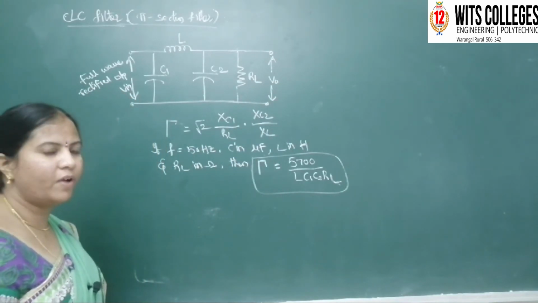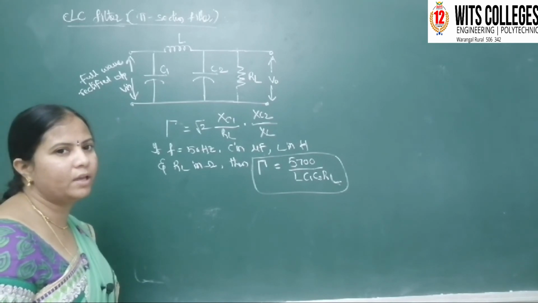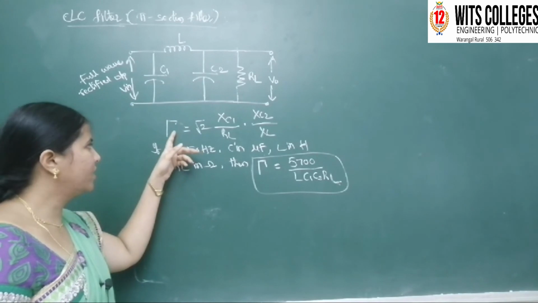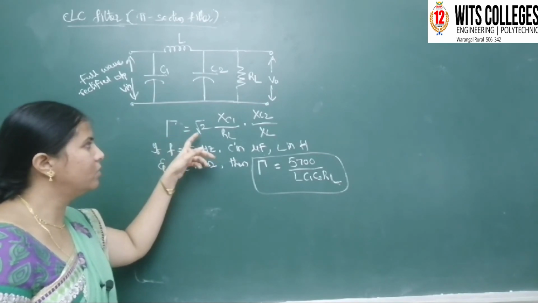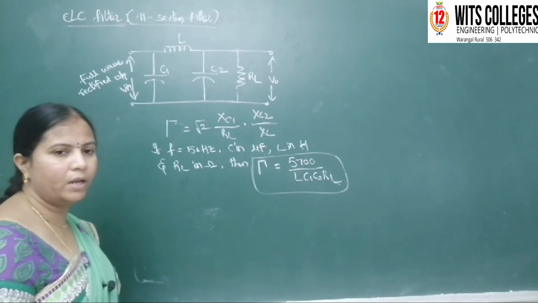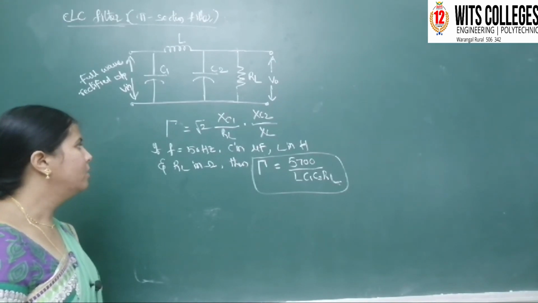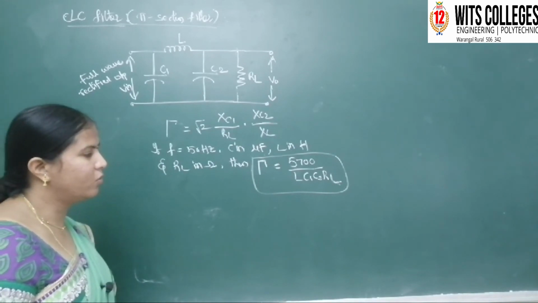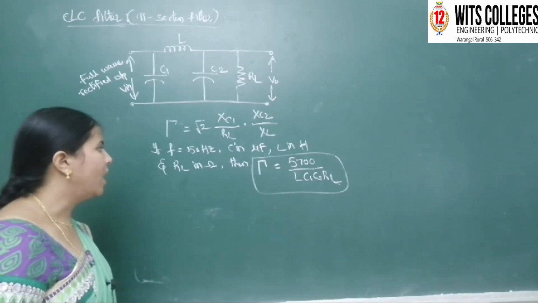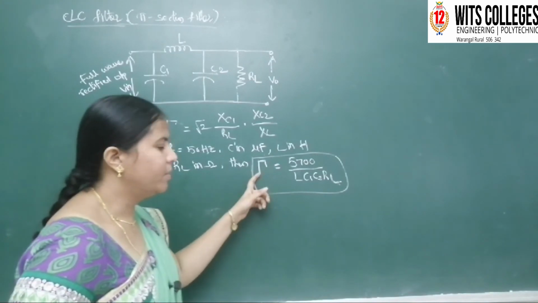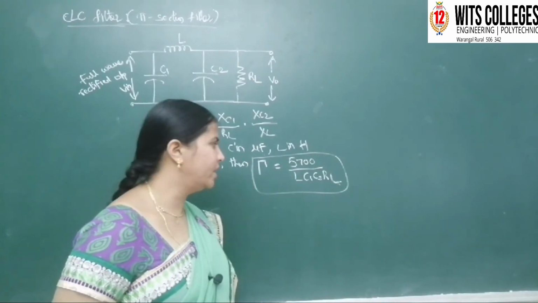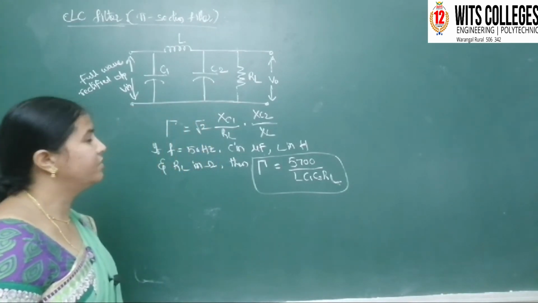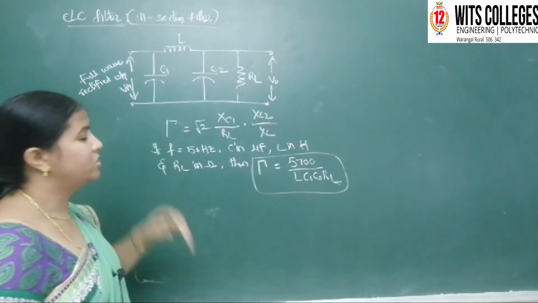If you calculate the ripple factor, it is a similar derivation to the LC filter. At last we get the ripple factor, indicated by rho. It is equal to root 2 into XC1 by RL into XC2 by XL. If you substitute F as 50 Hz, C in microfarads, L in henries and RL in ohms, you will get the ripple factor equal to 5700 by L C1 C2 RL. So this is the CLC filter or pi section filter.